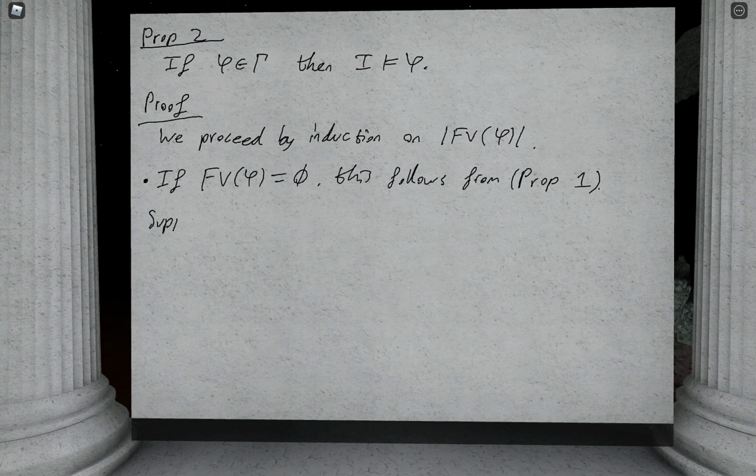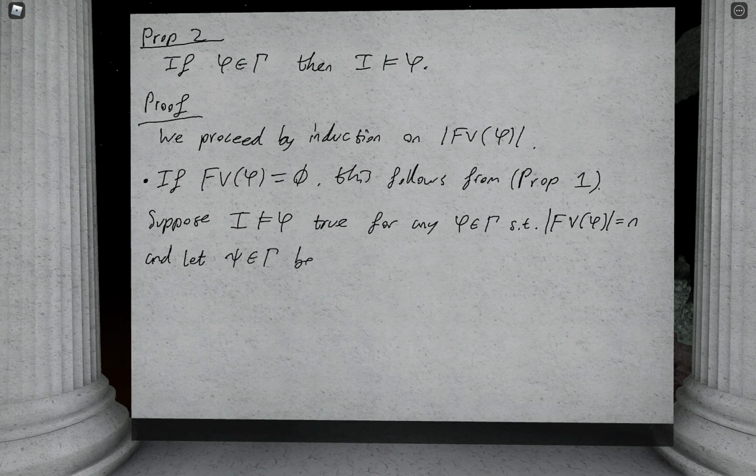Now suppose I makes phi true for any phi in gamma, such that the size of the set of free variables of phi is equal to n, and let psi in gamma be such that the size of the set of its free variables is equal to n plus 1.